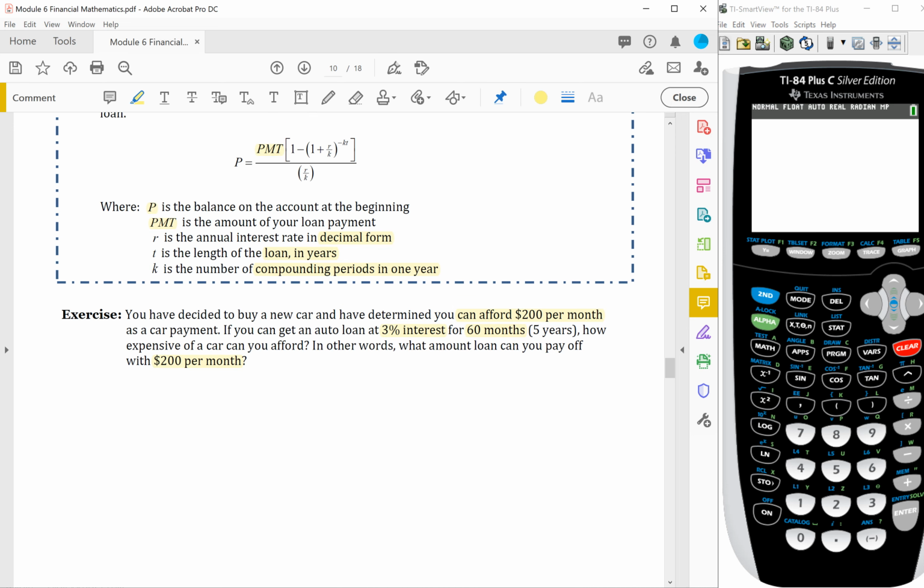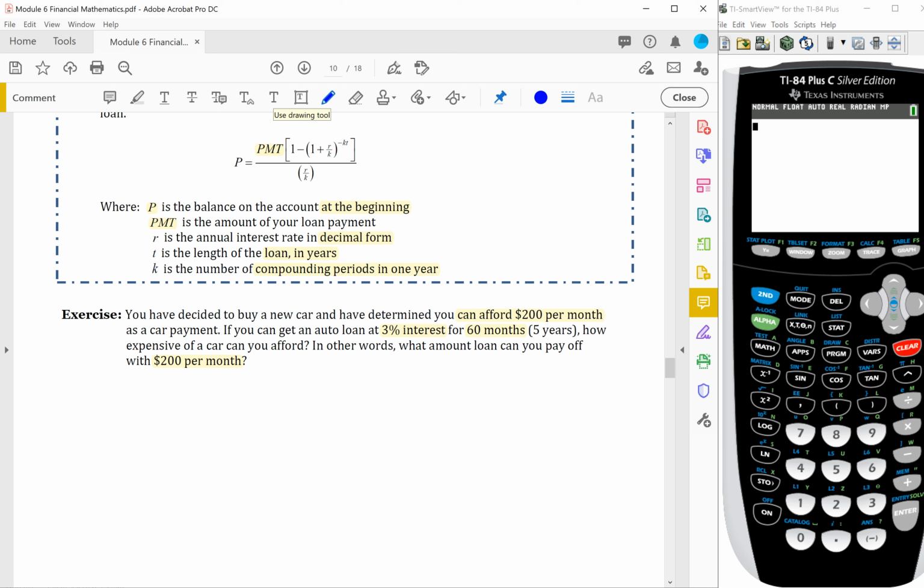So in this problem, we get to use the formula directly as it's given, because notice your payment is already on the right-hand side of the equation, and P, the balance, what you can afford at the beginning, is already on the left-hand side of the equation. So we'll just use this equation directly as it's given.